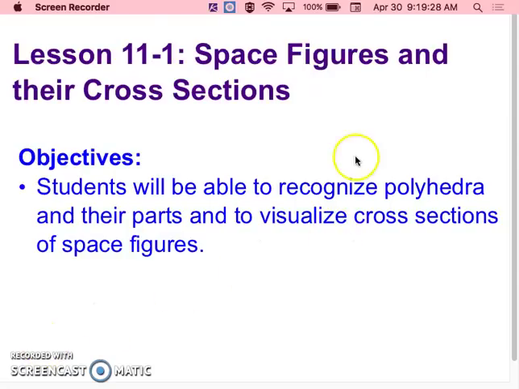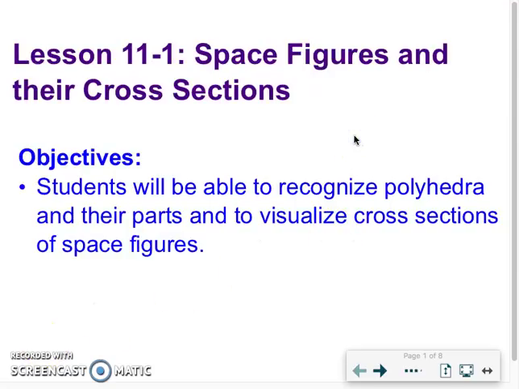Welcome to the video for 11.1. We're talking about space figures and their cross sections. New word for today, polyhedron, is going to be the type of figure that we're going to be looking at this chapter. So we're talking about 3D shapes instead of 2D now.